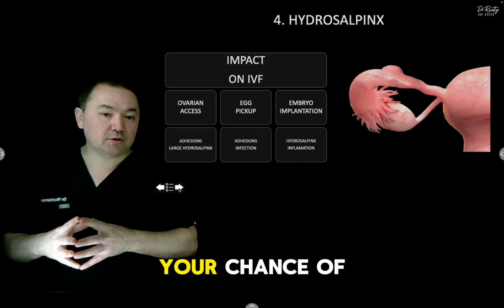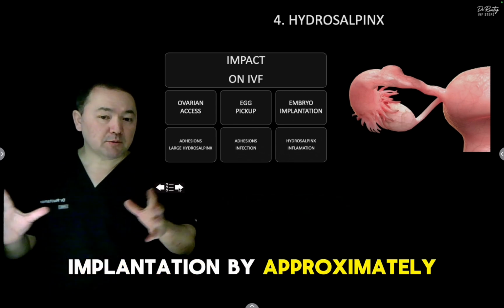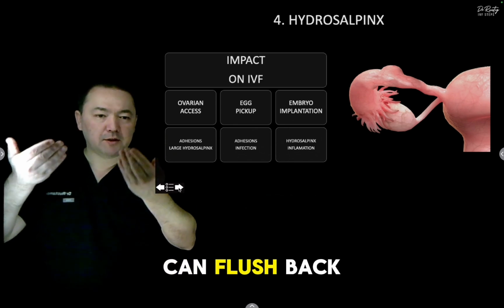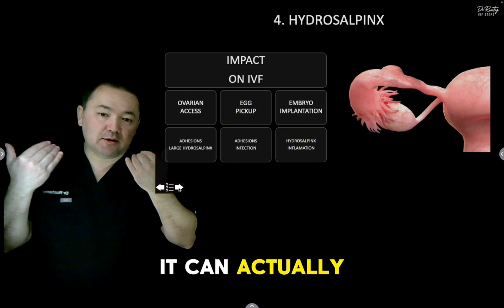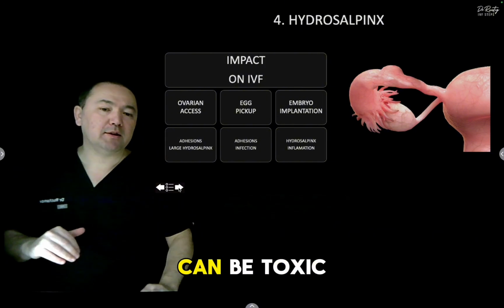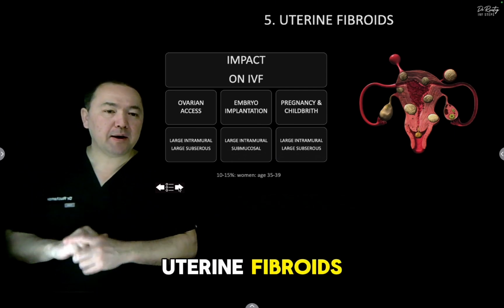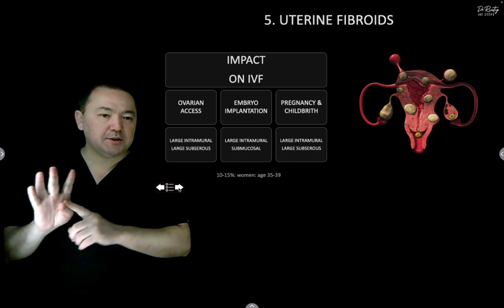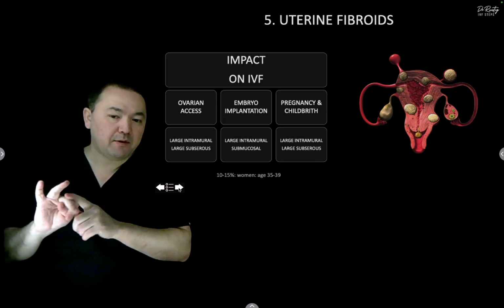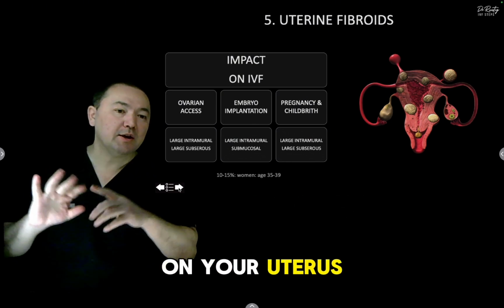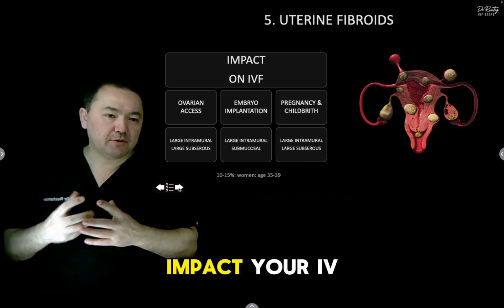And it can reduce your chance of implantation by approximately 50% because the fluid can flush back into the uterus. It can actually physically wash away the embryo, and also it can be toxic to the embryo. Fifth condition is uterine fibroids. Depending on location, size, and how many fibroids you have in your uterus, it can negatively impact your IVF treatment cycle.